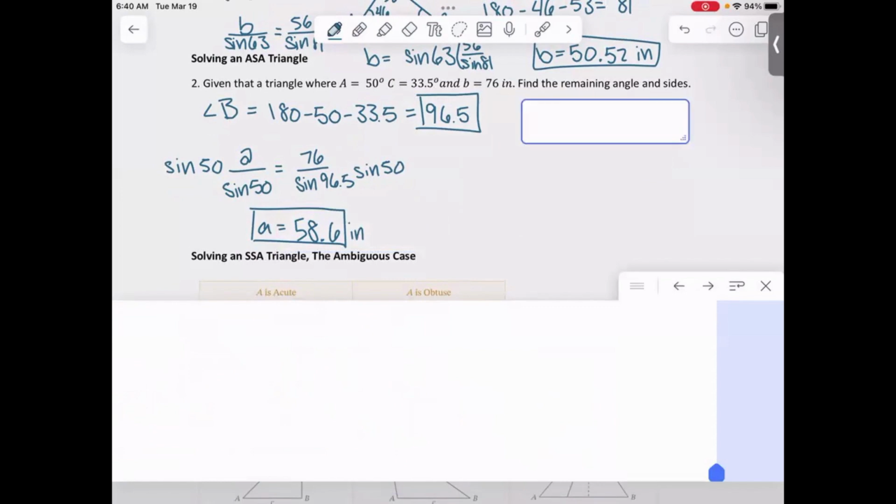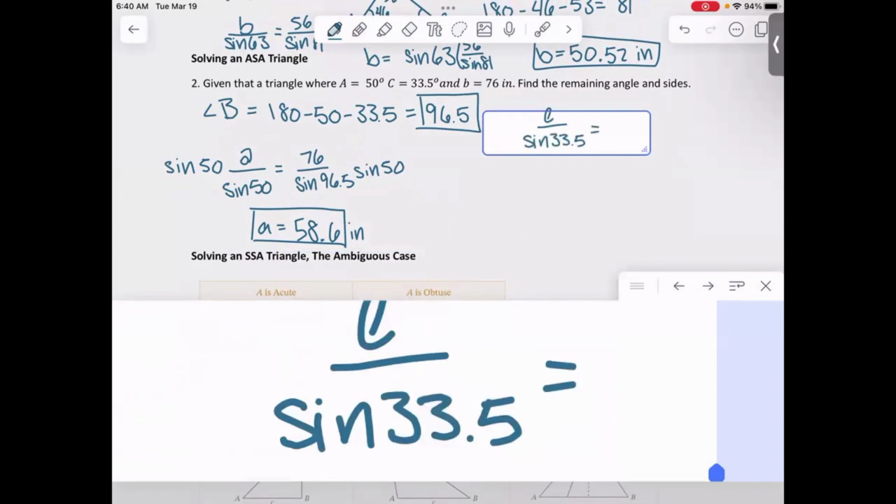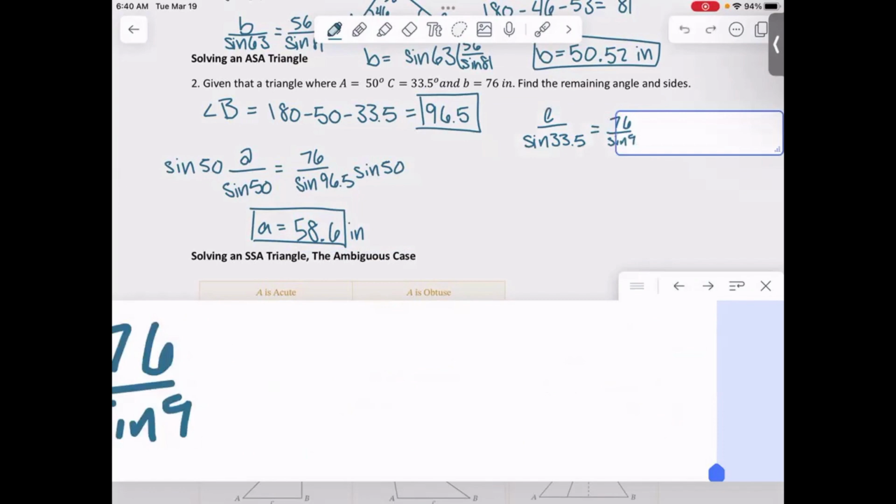We use the law of sines one more time. We'd say C divided by the sine of C equals, and then we'll do B divided by the sine of B as the other setup. So B, which was 76, divided by the sine of 96.5, in order to solve.